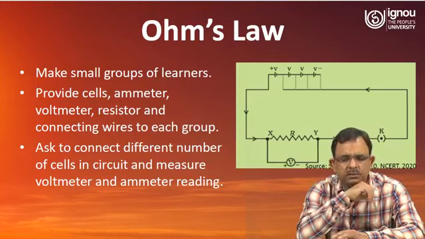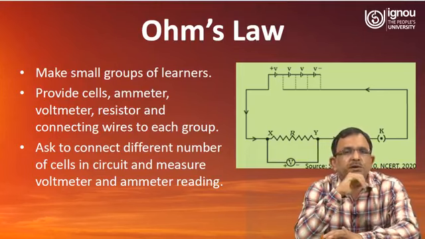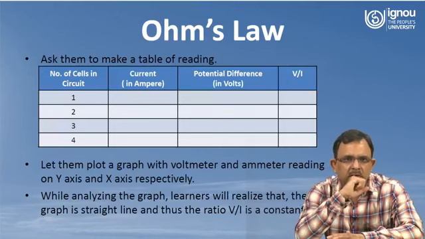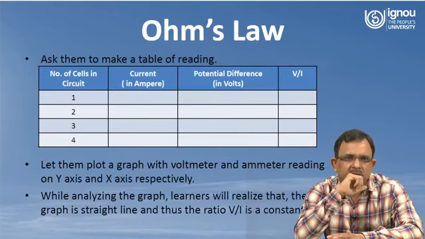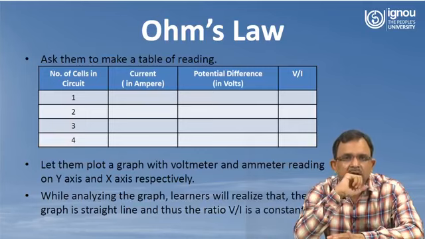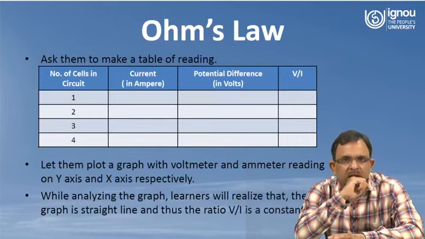Let them do this on their own. You don't tell them you are going to teach about Ohm's law. And then you ask them to make a table. How many cells they have connected in the circuit? What was the reading of the current? What was the reading of the potential difference? And what is the value of V over I?